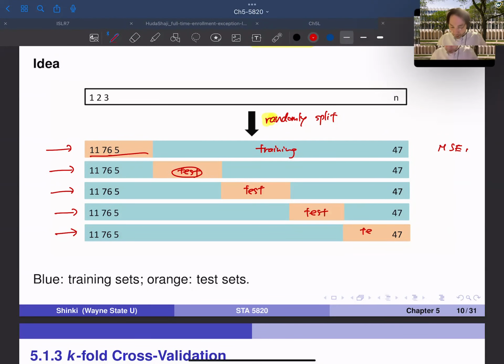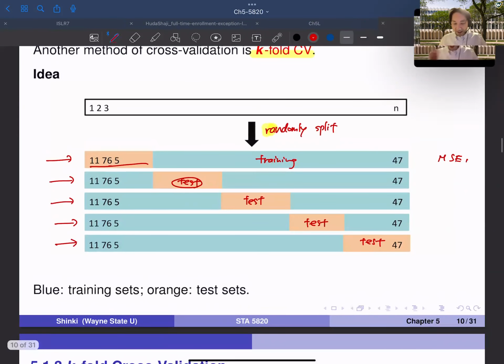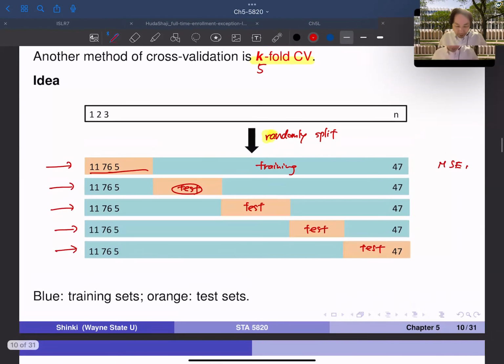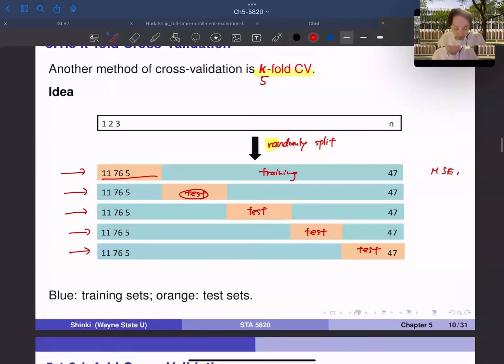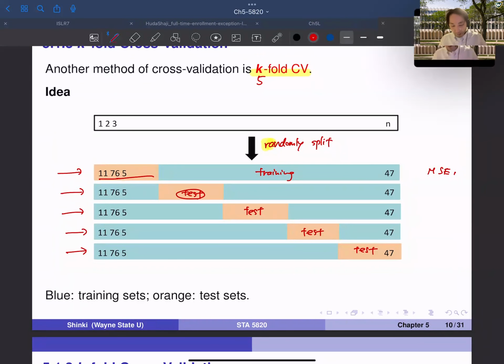So still, we randomly split the data, so it has some randomness. My result for this 5-fold cross-validation and your result are different, but still, each observation is used once as the test data. So the variability isn't as large as previously shown. The variability is pretty small. So this is called 5-fold cross-validation. If we split the data into 10, this is called 10-fold cross-validation.